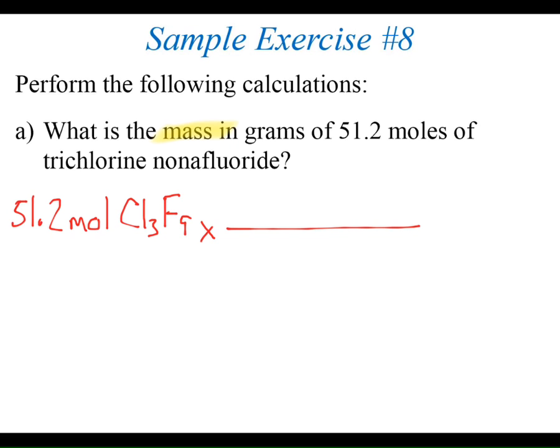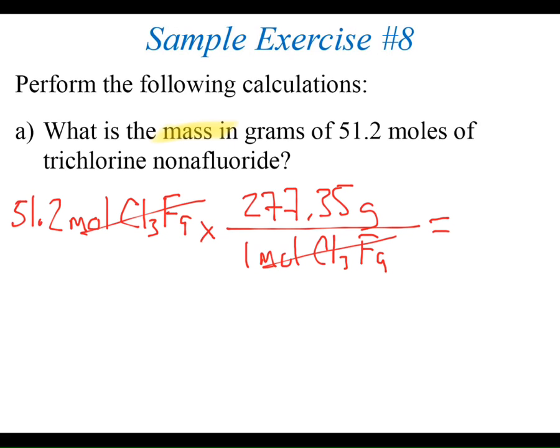Okay, what's the mass of that? 277.35. Will that go on top or bottom? Grams per mole of. So the moles have to go on the bottom, so it'll cancel. Okay, so 3 sig figs and then 5 sig figs. The answer would be 3 sig figs. So anybody get the answer?